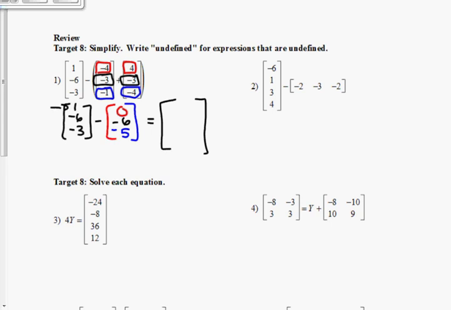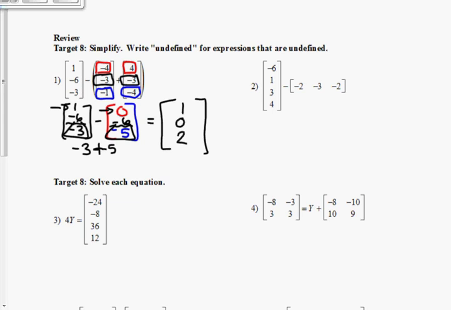So 1 minus 0 is 1. -6 minus a -6, so 2 negatives would make that a positive. -6 plus 6 is 0. And then we have -3 minus a -5. So if you think about that, -3 minus a -5 gives me -3 plus 5, or a positive 2.